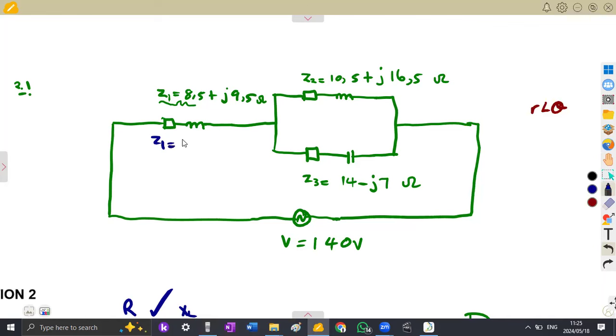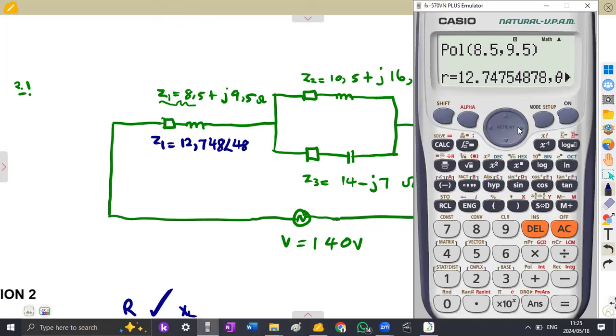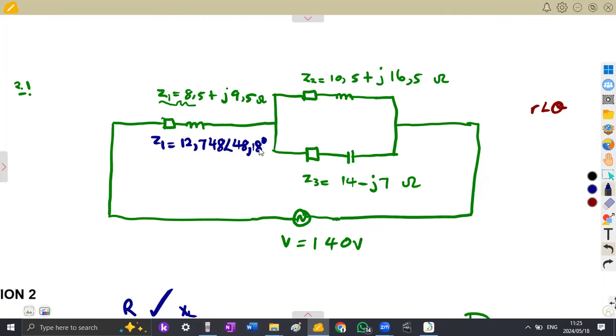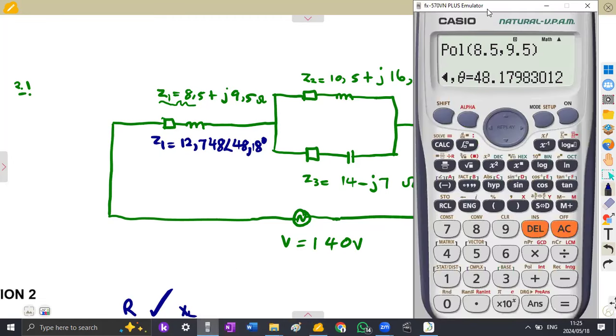So we have got this as 12.748. The angle that we are given, that is 48.18 degrees. So this is what you're going to do even on Z2.